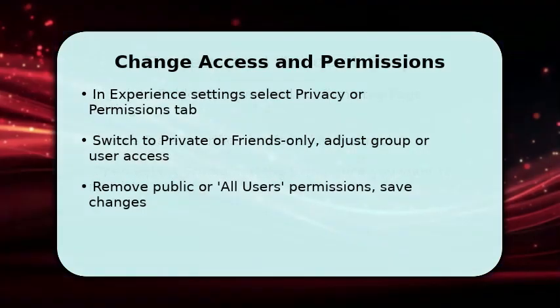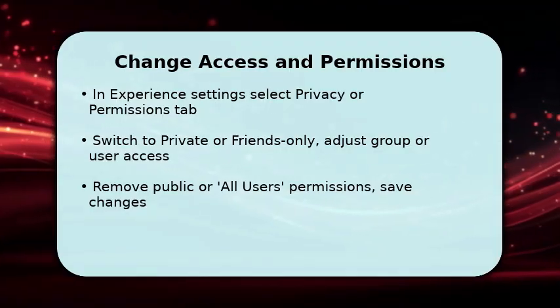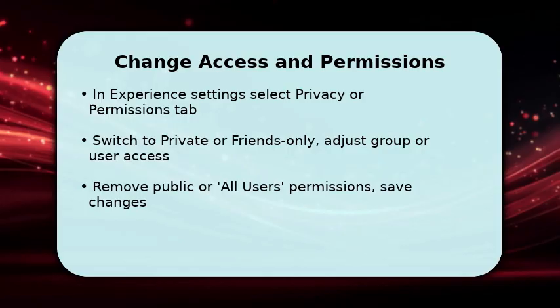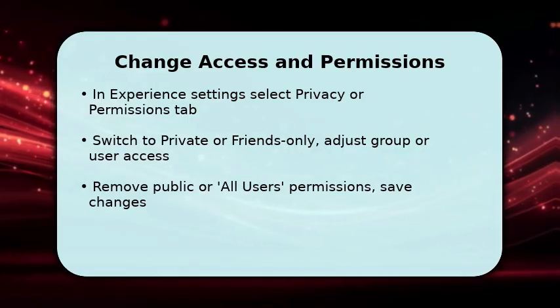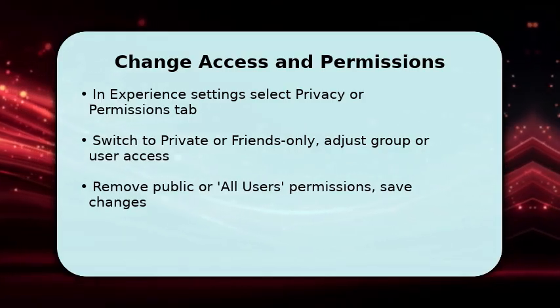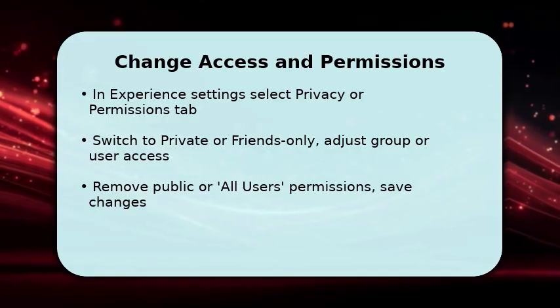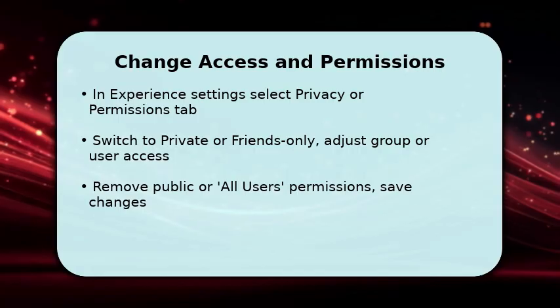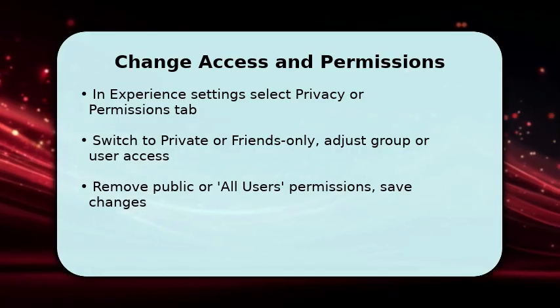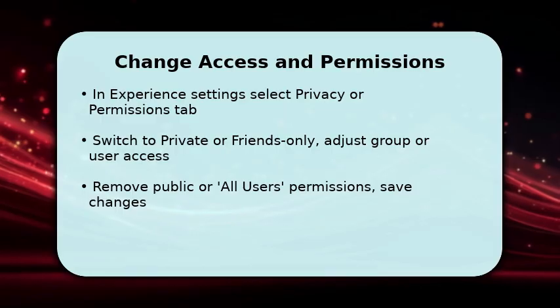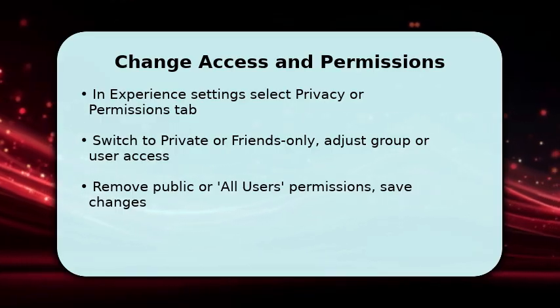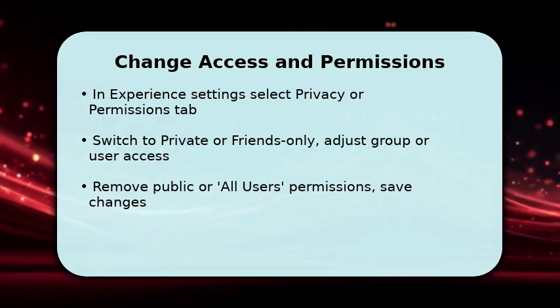You now navigate to the experience settings in Roblox Studio or on the website and open the Privacy or Permissions tab. Once there, choose Private or Friends Only and explicitly remove any all users or public access. If you need specific collaborators, add them by username or group with explicit roles. This maintains dev access while blocking everyone else.